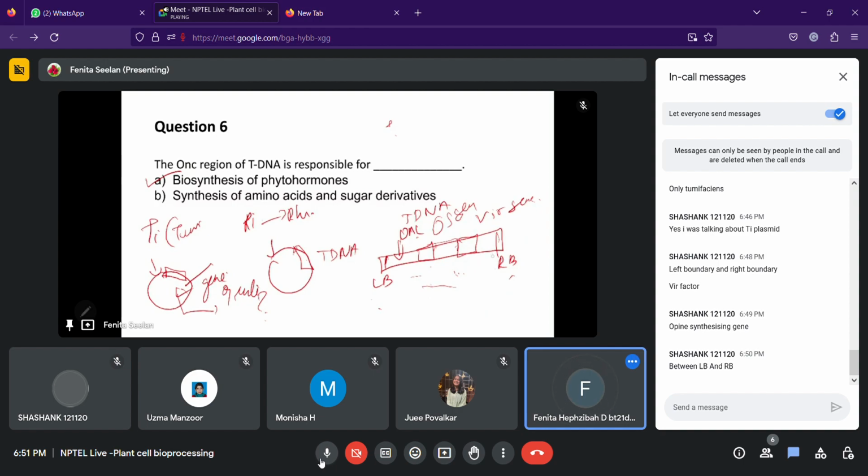Otherwise, what will happen? If you allow it to transfer as such, what will happen? Your Ti plasmid especially is bulkier, right? It is very big. Think about it.